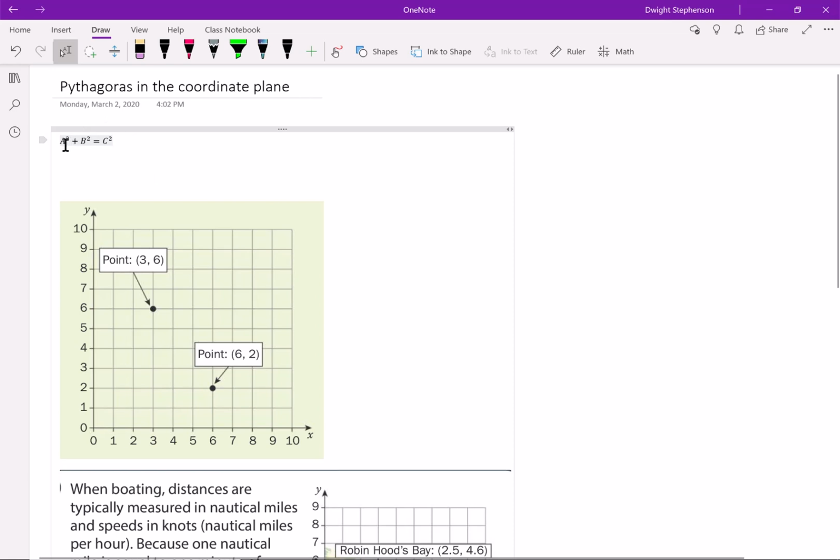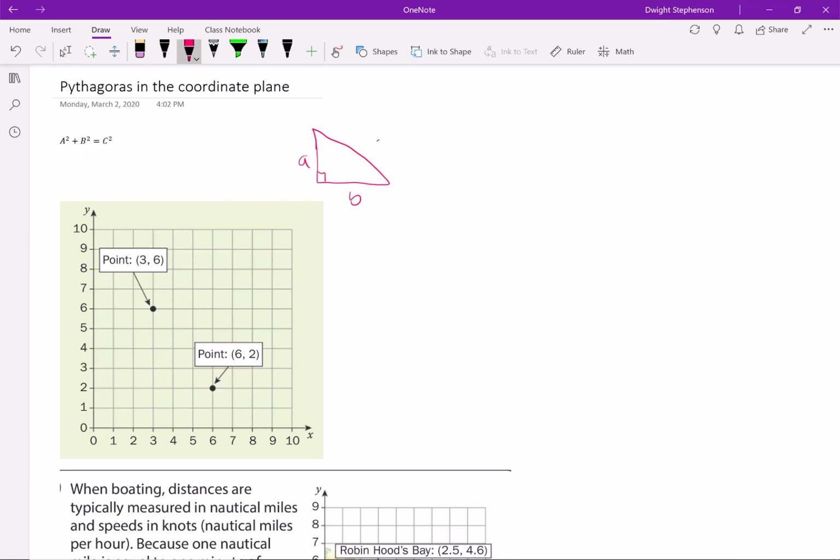So the Pythagorean theorem says this: if you have a right triangle, meaning a 90-degree angle, then if I find the sum of the squares of the legs, a squared plus b squared, that will equal the square of the hypotenuse, right? This right here, a squared plus b squared equals c squared.